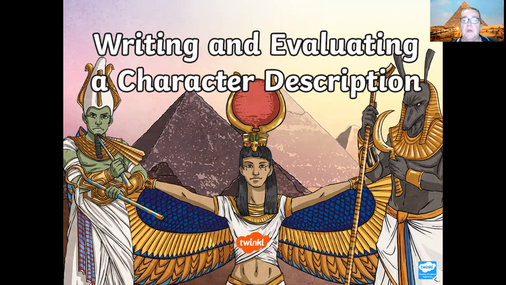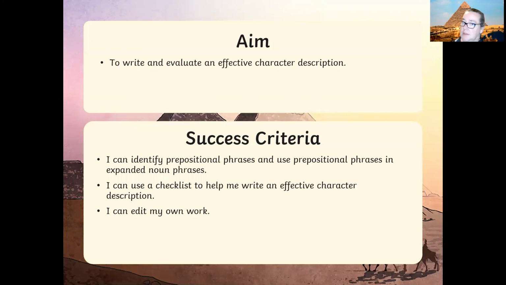Thursday's English. And today what we're going to do is we're going to be writing, we're going to be using our planning to write and then evaluate our character description. Now, if you looked yesterday, one of the things was about using a prepositional phrase to improve our writing. And that's what we're going to start with today, looking at that a bit more. So our aim is to write and evaluate an effective character description.